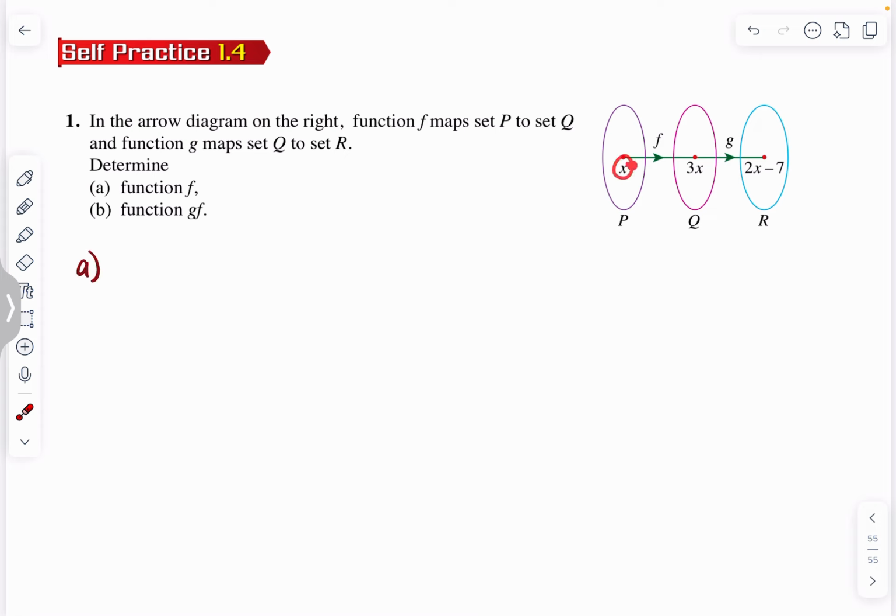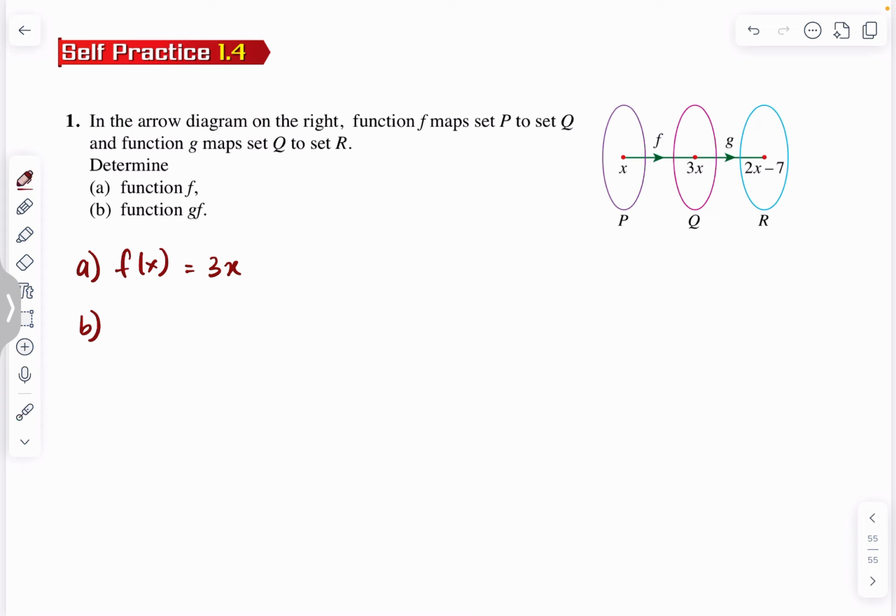So this is the object. It is related by this function to become 3x. So the function of x is 3x. If this is our object, after the function it became 3 times x, right? So the function is 3 times the object. Okay. B, function gf.